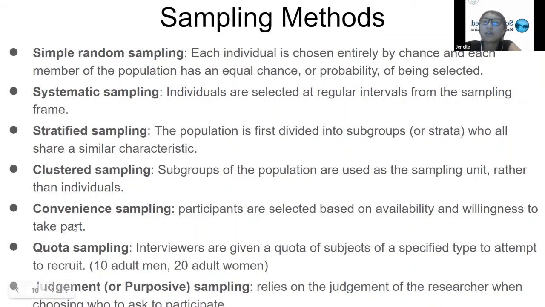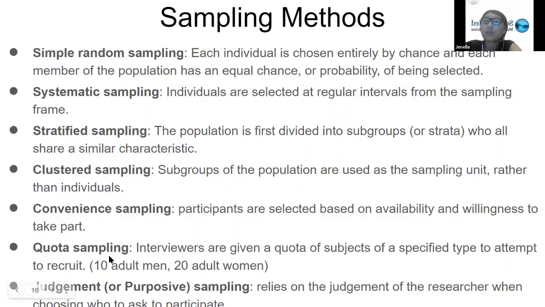And then next would be convenience sampling, which is when participants are selected based on availability and willingness to take part in the study. Sometimes you might be doing a clinical trial, and the patients that you are seeing in the clinic on a regular basis are the ones that are convenient to recruit. You sample these participants who are just willing and able to do it.